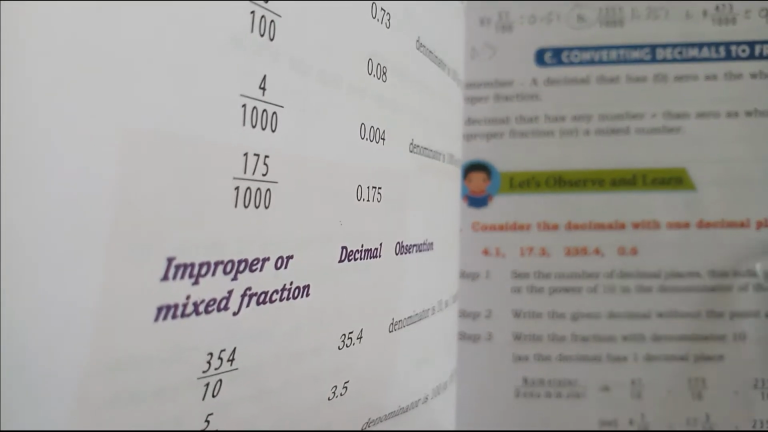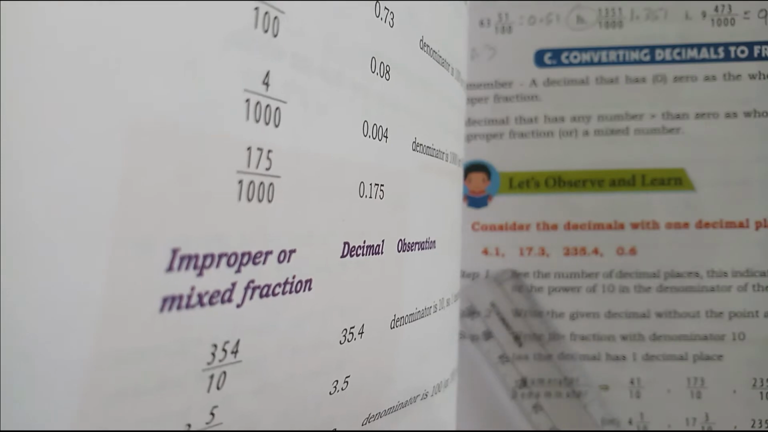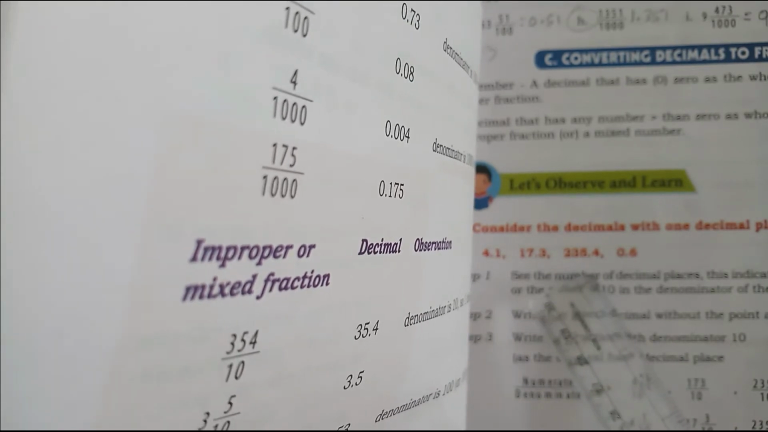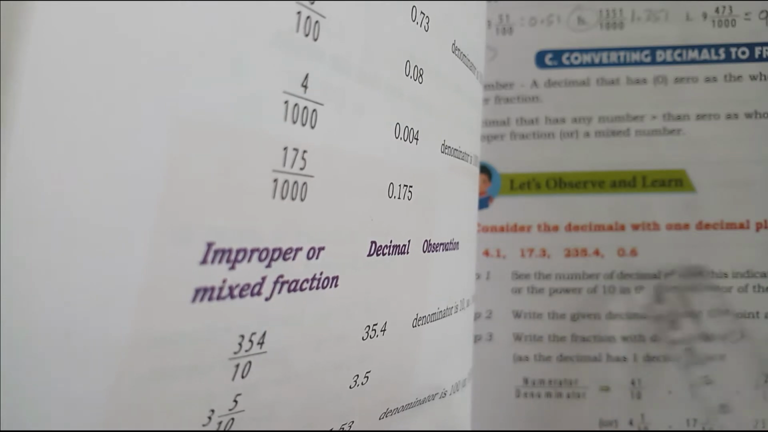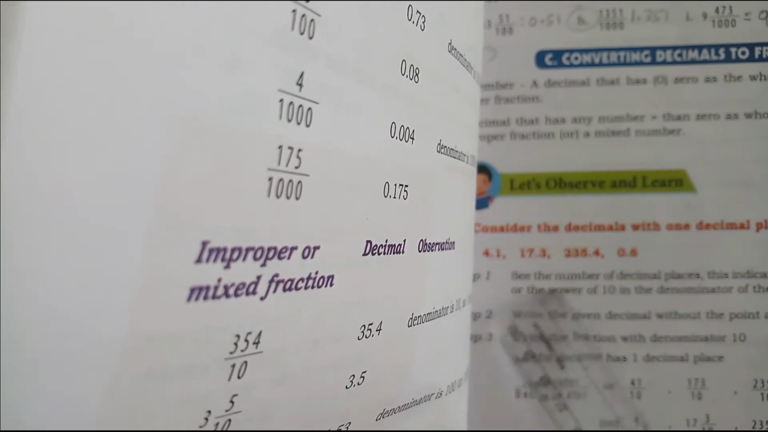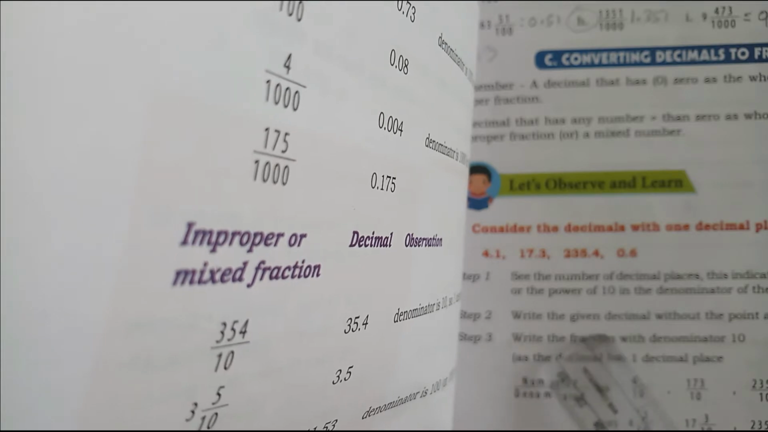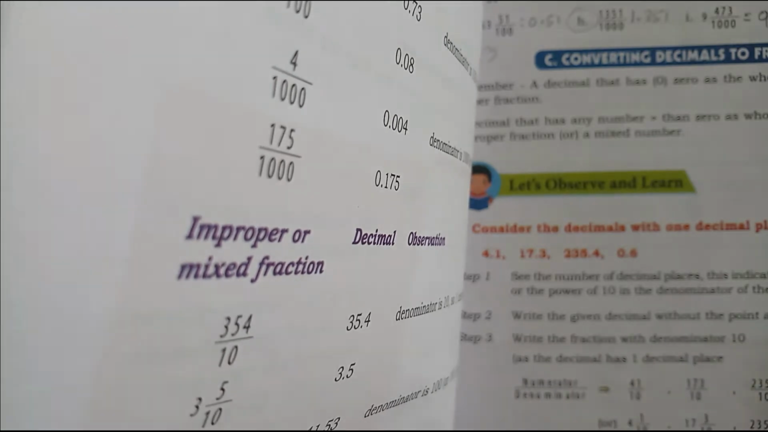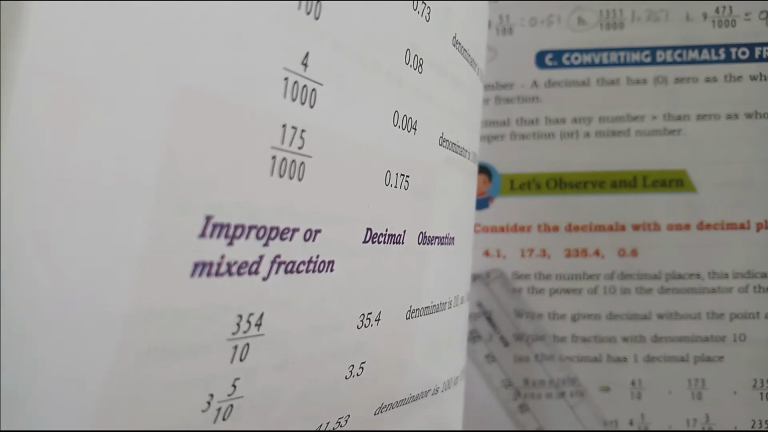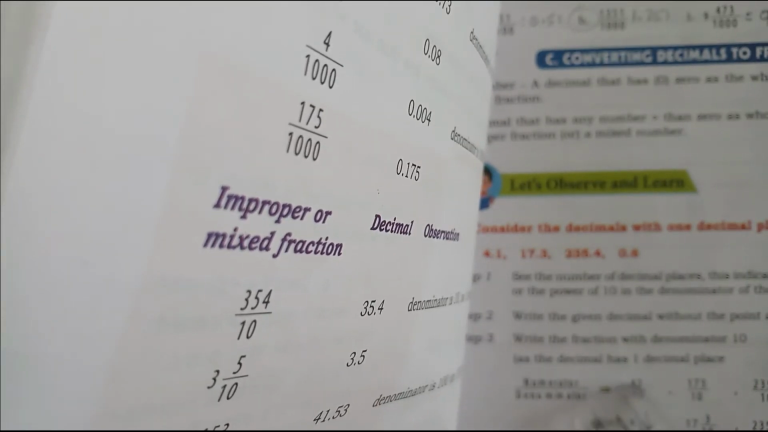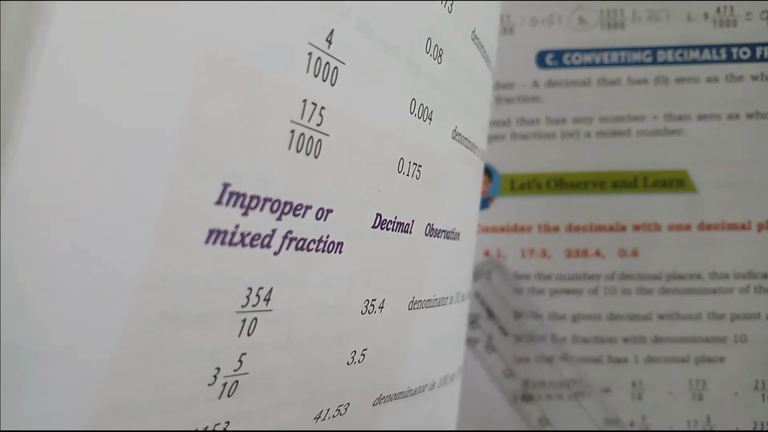Consider the decimals with one decimal place. For example, 4.1, 17.3, 235.4, 0.6. Now step 1 here, see the number of decimal places. This indicates the number of zeros or the power of 10 in the denominator of the fraction. Now step 2, write the given decimal without the point as the numerator. That means here 4.1, numerator is 41. They are asking us to remove this decimal point. If we remove this decimal point, the number will change to 41.